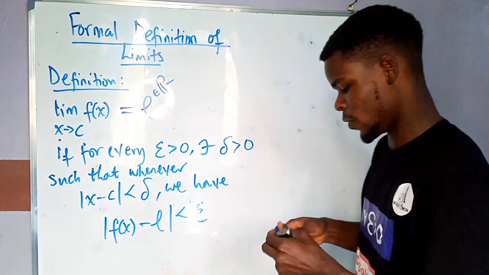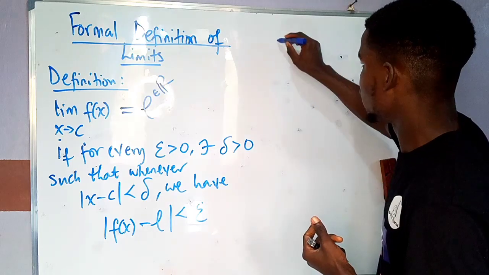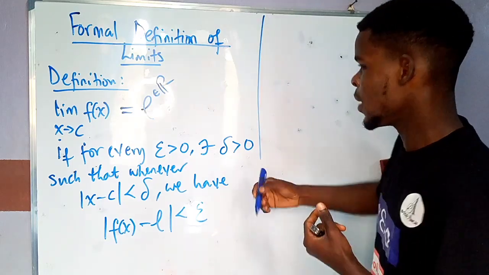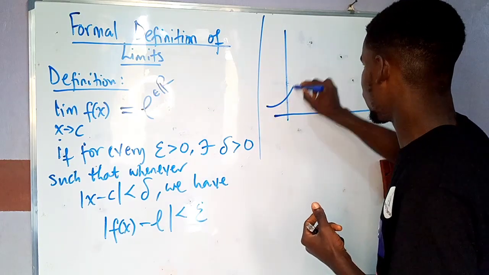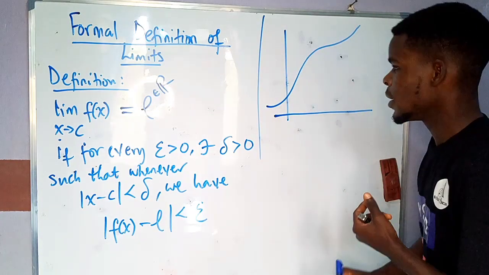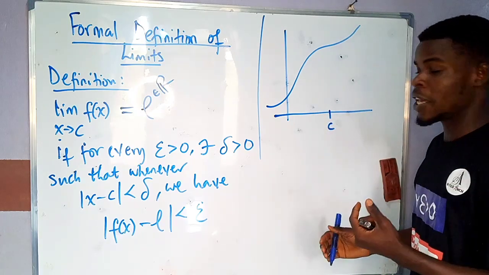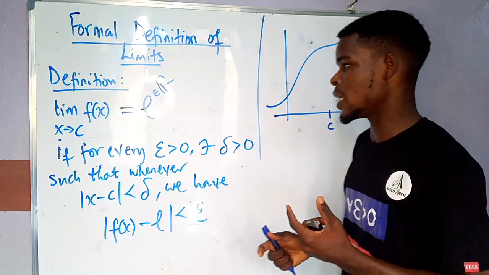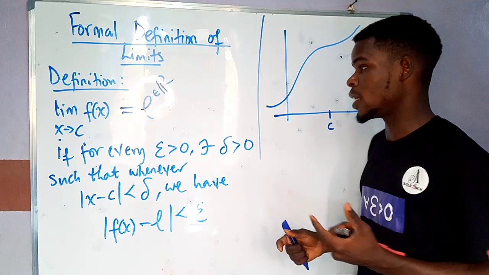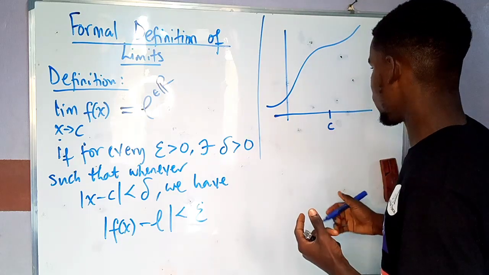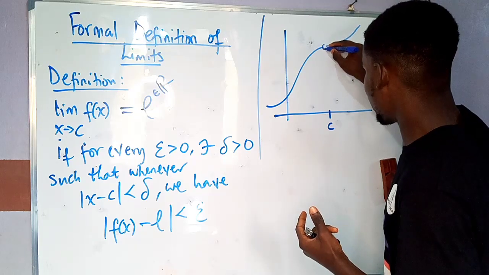So I'm going to give you a little graph just to try to illustrate what we are talking about here. Let's say the function f is just an arbitrary function, so I'm going to give it an arbitrary curve, that is any curve. Now let's call this point c, and remember, f does not need to be defined at c. That is to say, the existence of the limit at a point is independent of the definition of the function at that point.